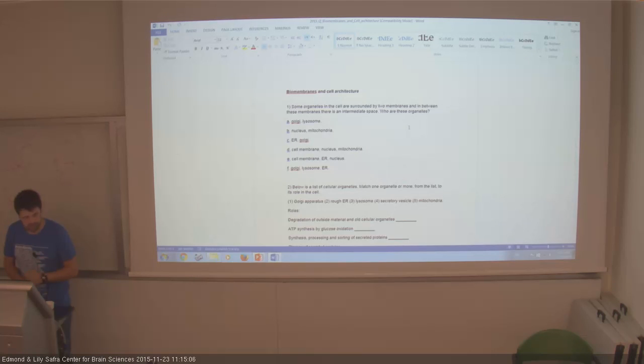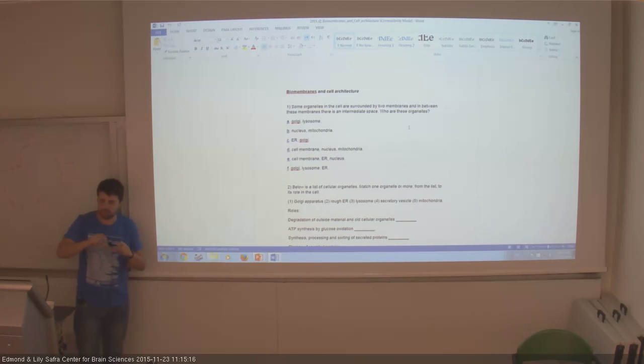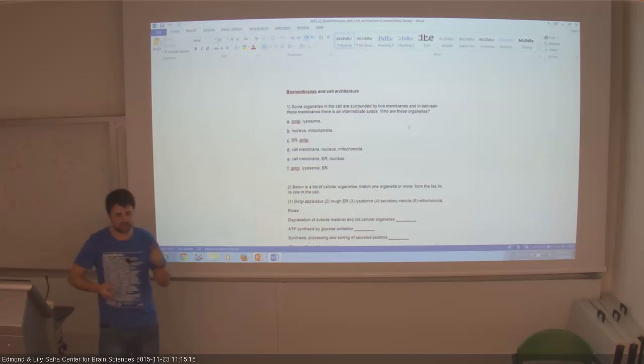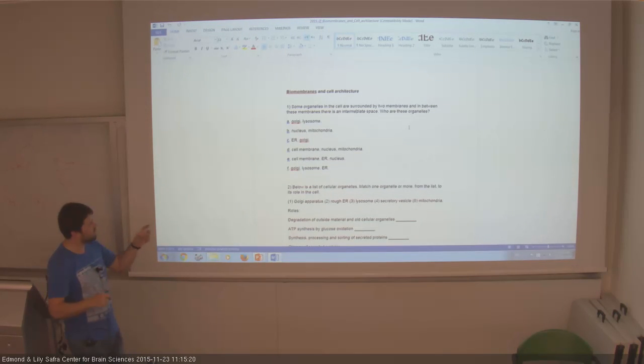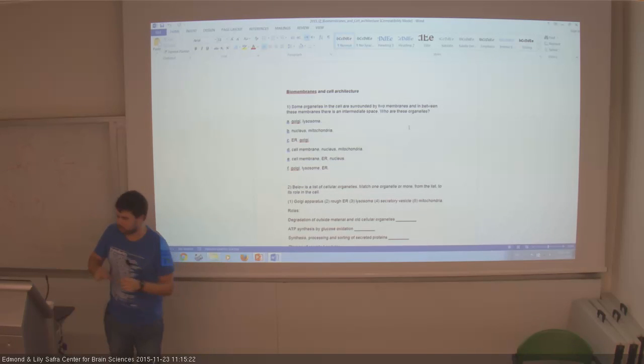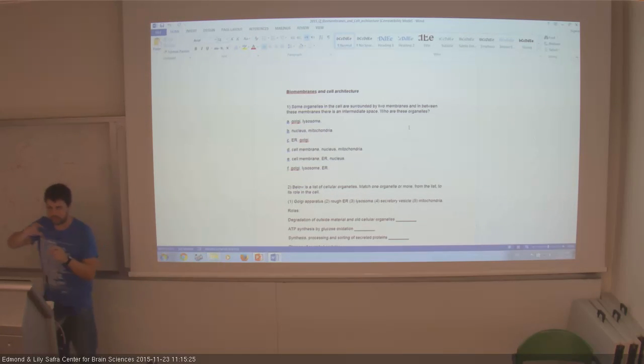And the mitochondria. Right, so I don't know if you remember, but in general, most organelles in the cells are surrounded by a membrane, and when I say membrane, I mean a bilayer. That's why I added this question to emphasize the difference between the two. When I say two membranes, then it's two bilayers. One membrane is one bilayer.